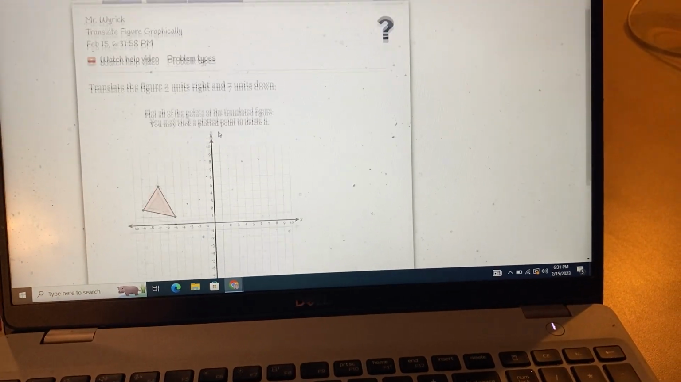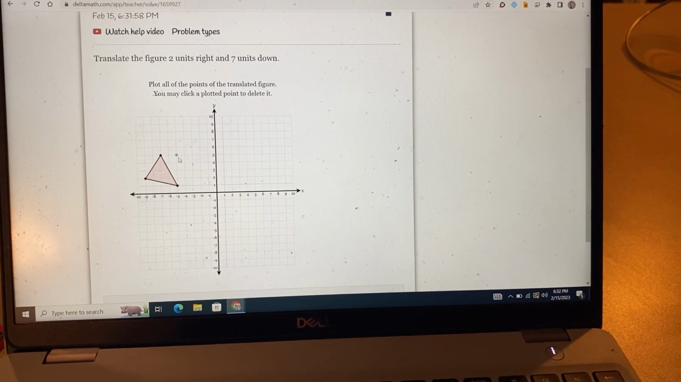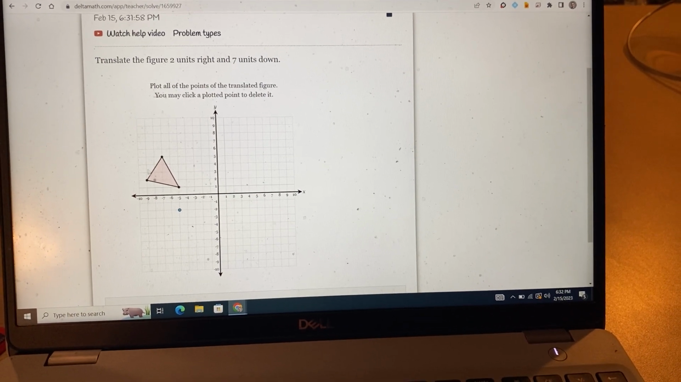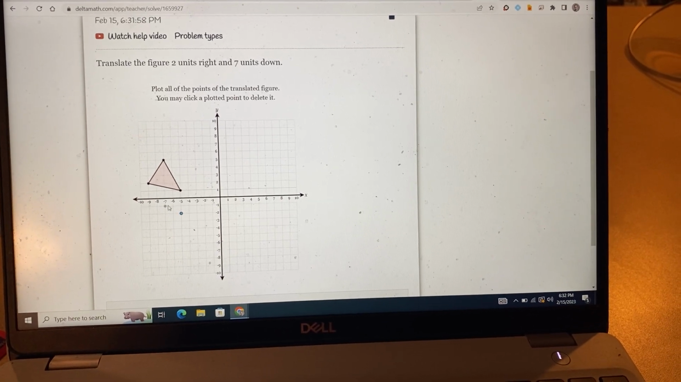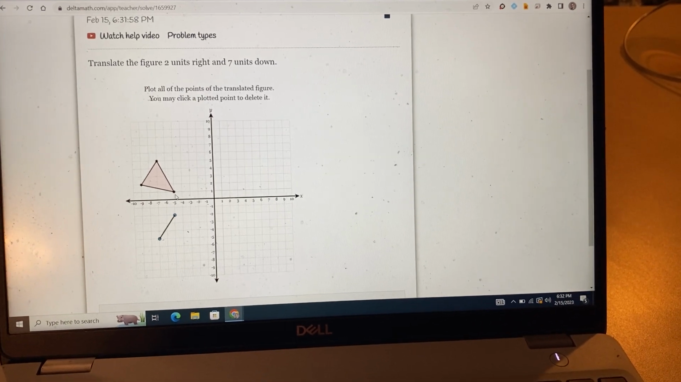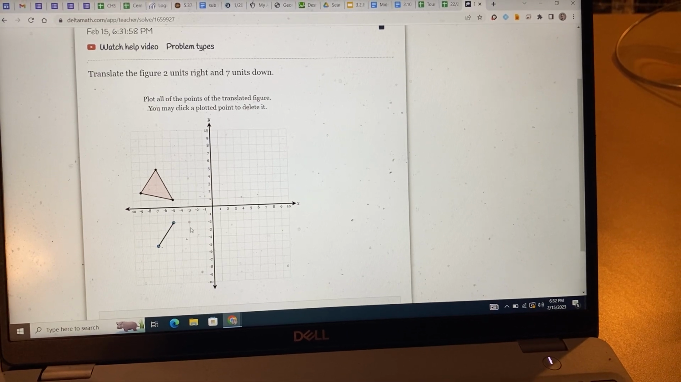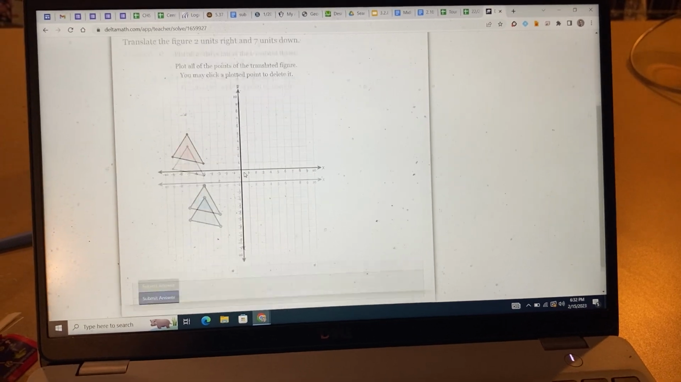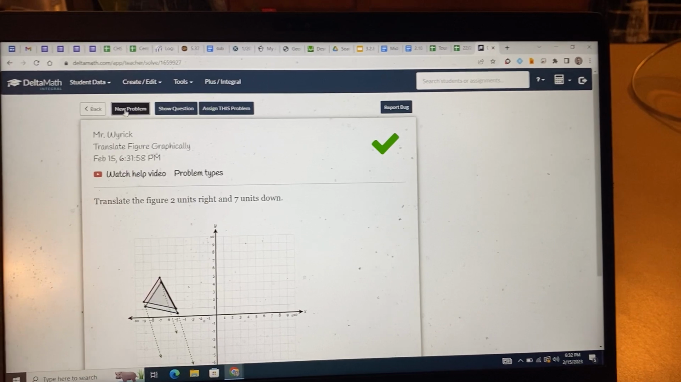Translate the figure graphically. This one says go 2 units to the right and 7 down. So 1, 2, 1, 2, 3, 4, 5, 6, 7. There's my new one. 2 units to the right, 1, 2, and down 1, 2, 3, 4, 5, 6, 7. There's that point. And then 1, 2, and 1, 2, 3, 4, 5, 6, 7. There's my new triangle. Hooray. I have done the transformation, and it likes it.